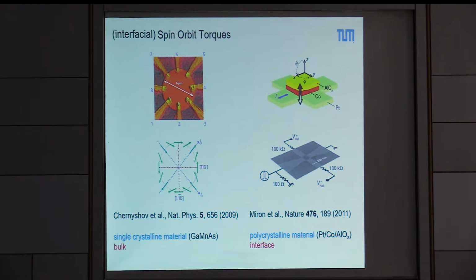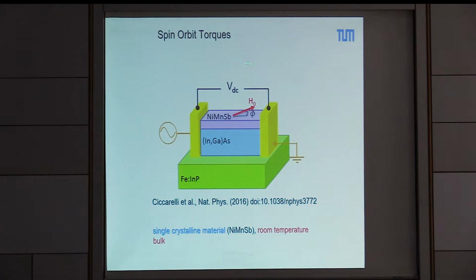And this was in the beginning related to Rashba type effects, but also spin Hall effects, and now it seems to be more a spin Hall driven system. So this is a polycrystalline material, but it's an interfacial effect if it's Rashba, and it could, of course, also be bulk if it's a spin Hall effect.